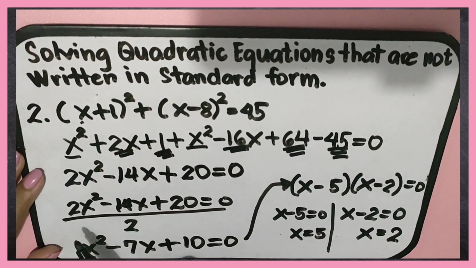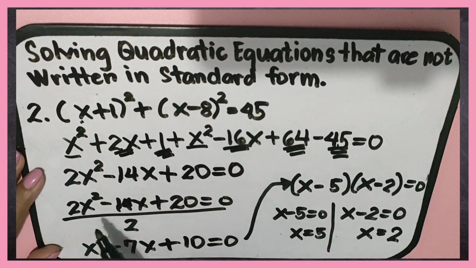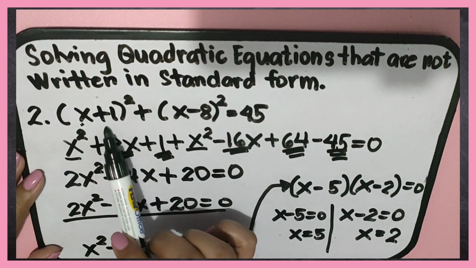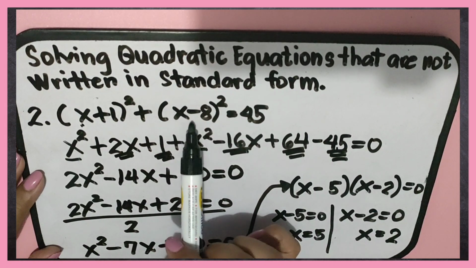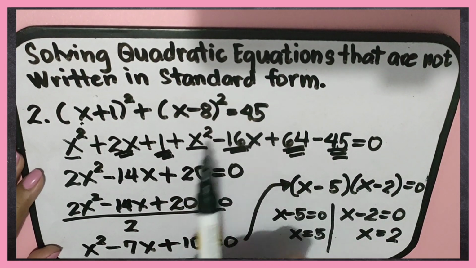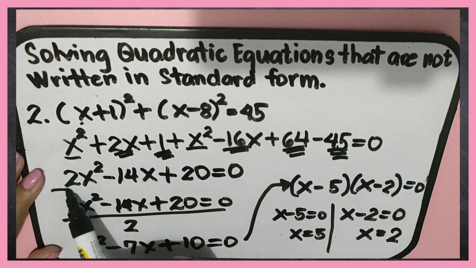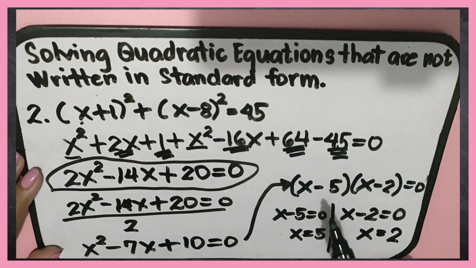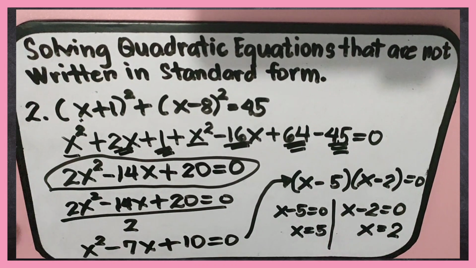Do not forget that the standard form of the quadratic equation, square of the quantity x plus 1 plus square of the quantity x minus 8 equals 45, is 2x squared minus 14x plus 20 equals 0.